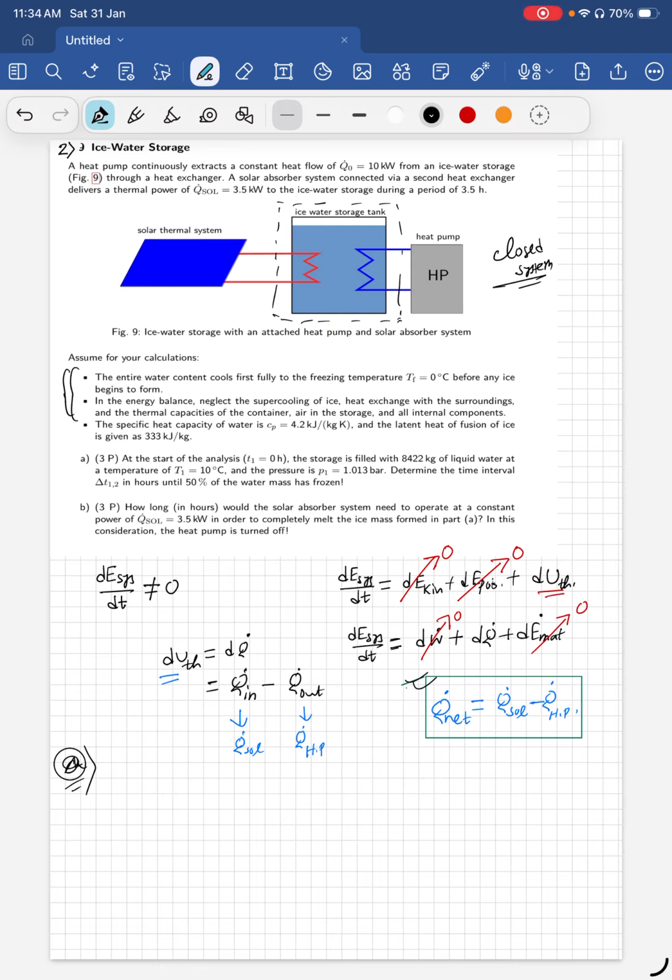Does the water start freezing immediately at 10 degrees centigrade? Obviously not, because the water has to first cool down from 10 degrees centigrade to 0 degrees centigrade. So our first step is the cooling of the water, sensible cooling you can say. And then at 0 degrees centigrade it will start freezing, or ice will start forming. Freezing means that we have to remove our latent heat.